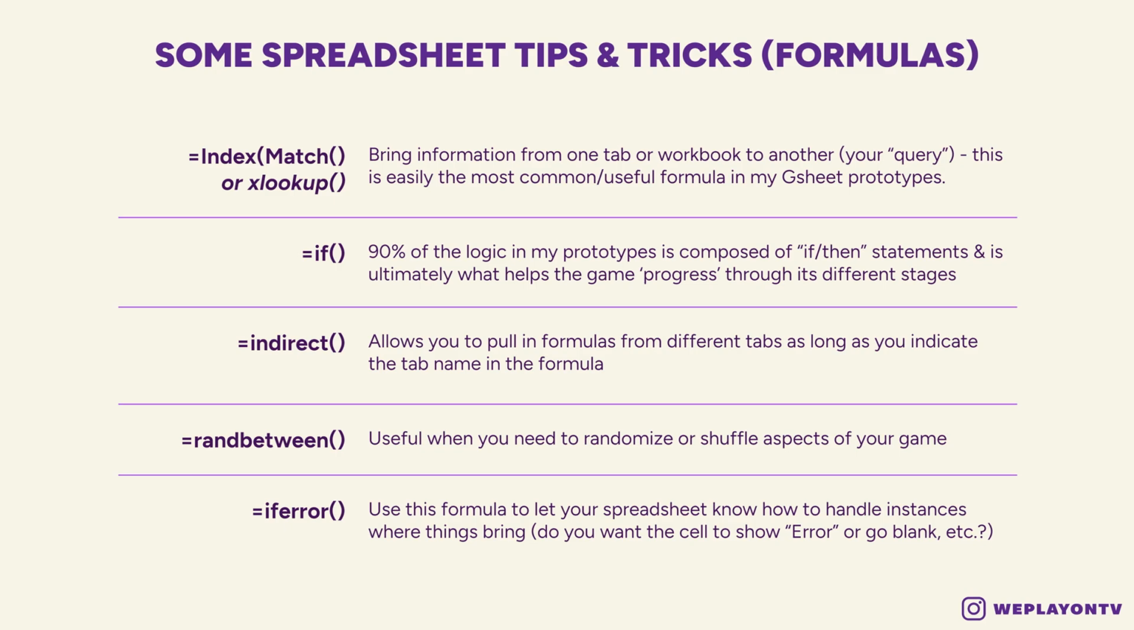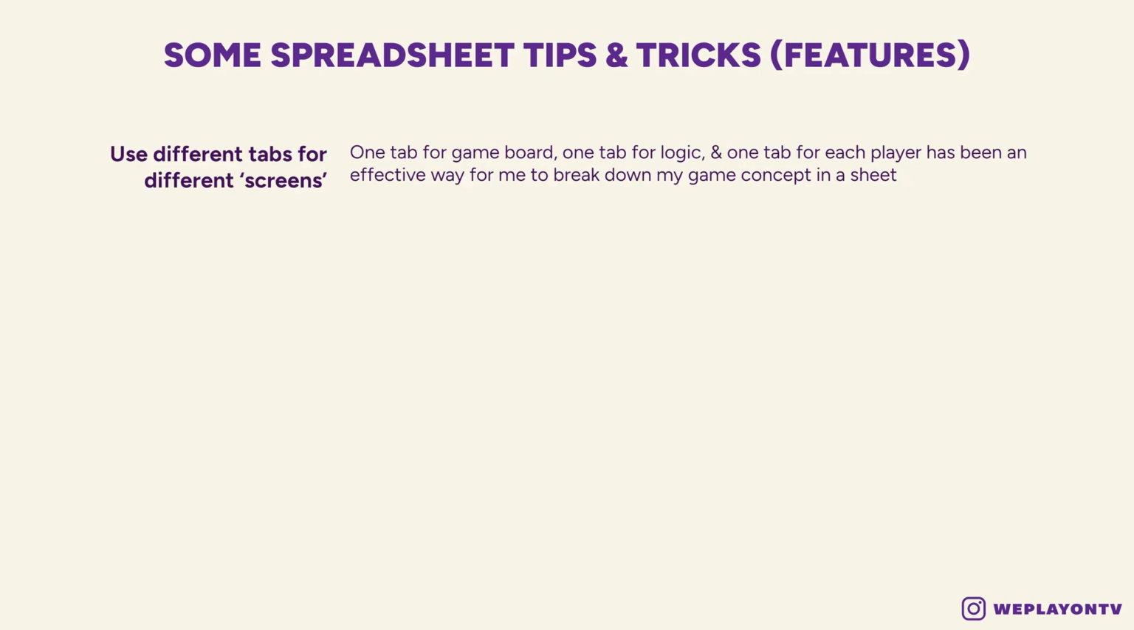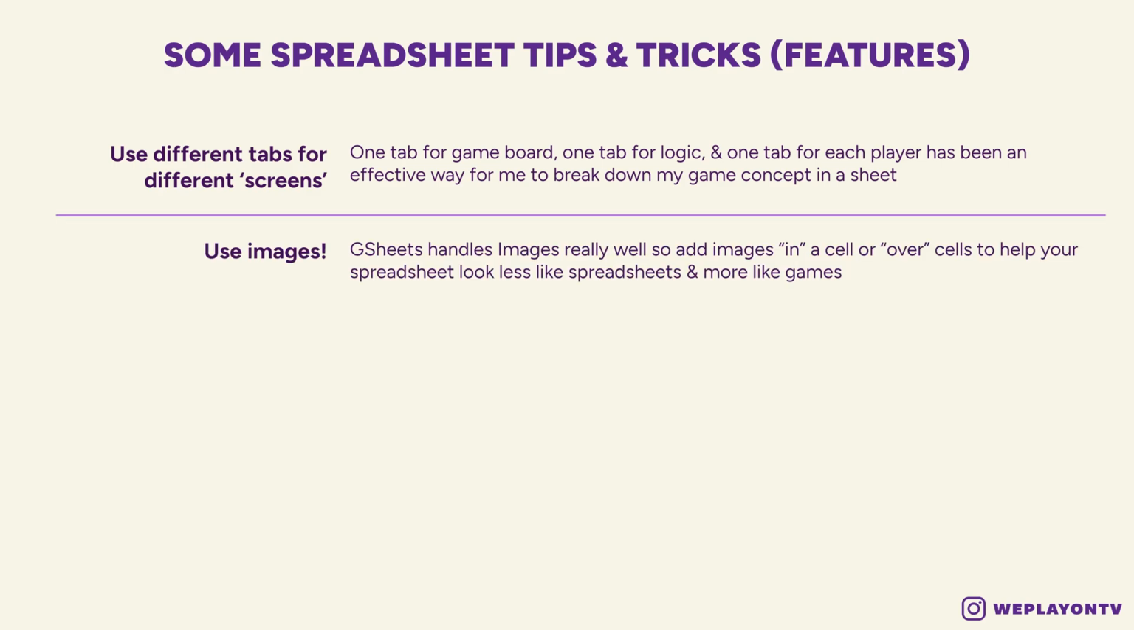As far as cool features that spreadsheets have, or Google Sheets in general, you can use different tabs for each different screen. This is helpful for making sure that players can only see what they're supposed to see, and everybody can see what you want them to see. And then I would say use images. Honestly, Google Sheets handles images really well, so adding an image in a cell or over a cell is a really effective way of making your spreadsheet look more than just a spreadsheet and elevate it to even looking, or sometimes convincingly, look like a game.